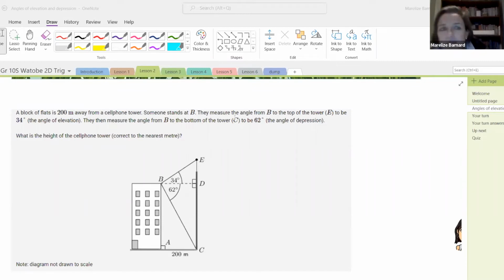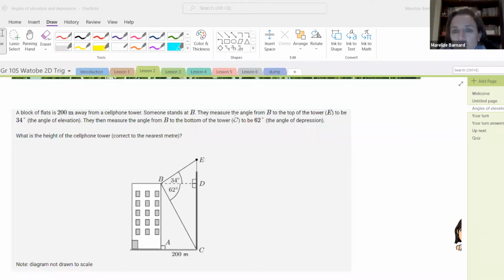Just to be clear, the cell phone tower is EC. Monica, are we using, sorry, Sandisile says, are we using the top triangle? I think we are going to use the top triangle, but the cell phone tower is the whole distance of EC. Yeah, EC is the cell phone tower. Thanks, Mr. Shongwe. Monica, what do you think? You've got your hand up.